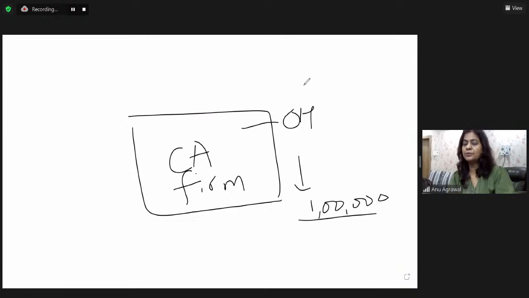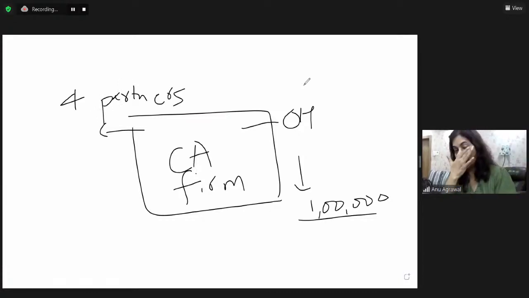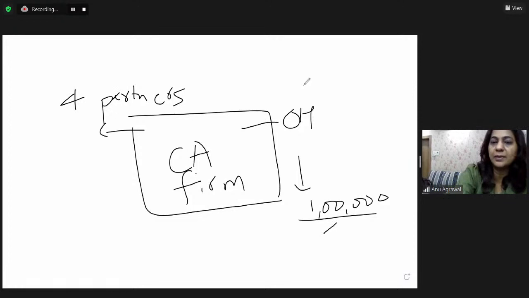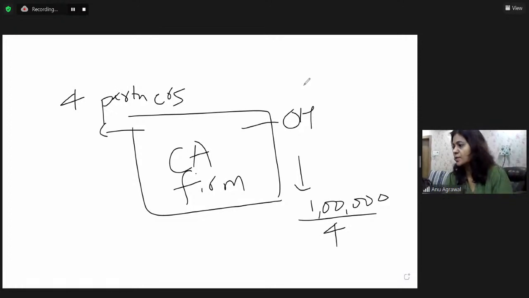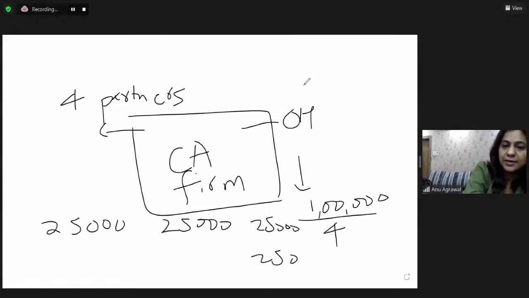And what do we do? Let's say there are 4 partners. Now, all these expenses have to be shared by these 4 partners only. There is no production. All these expenses will have to be shared by 4 partners. What do we do? We just divide them by 4. Simple, right? So we say each CA will have to share 25,000 of these expenses. Is that very clear?